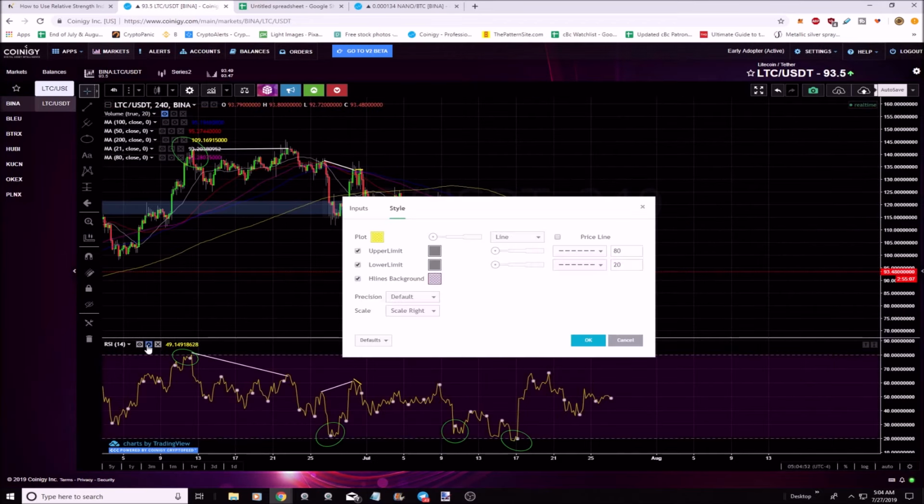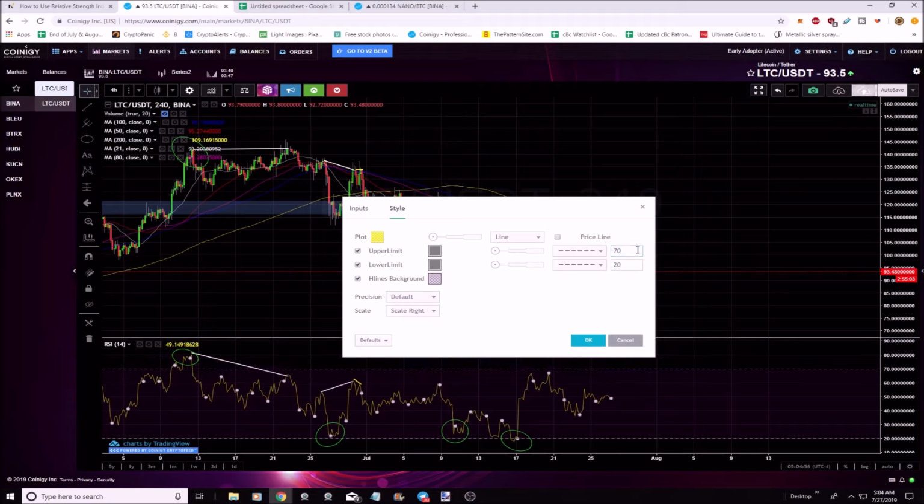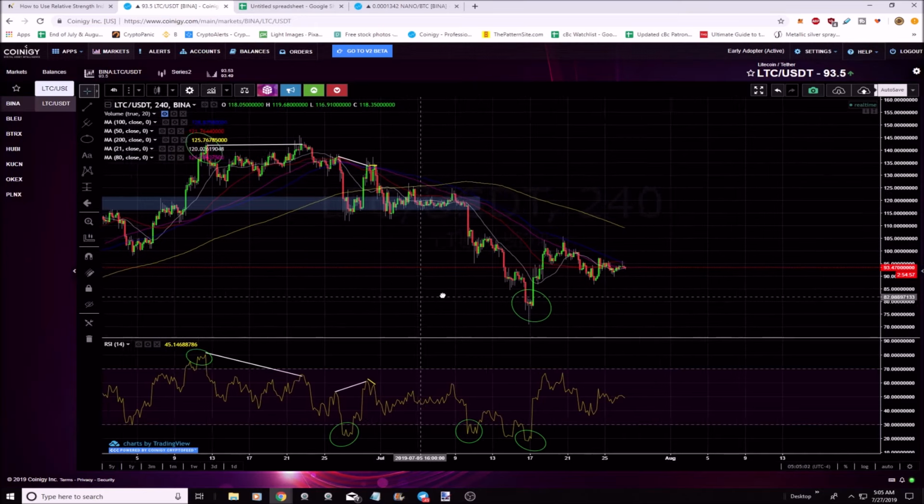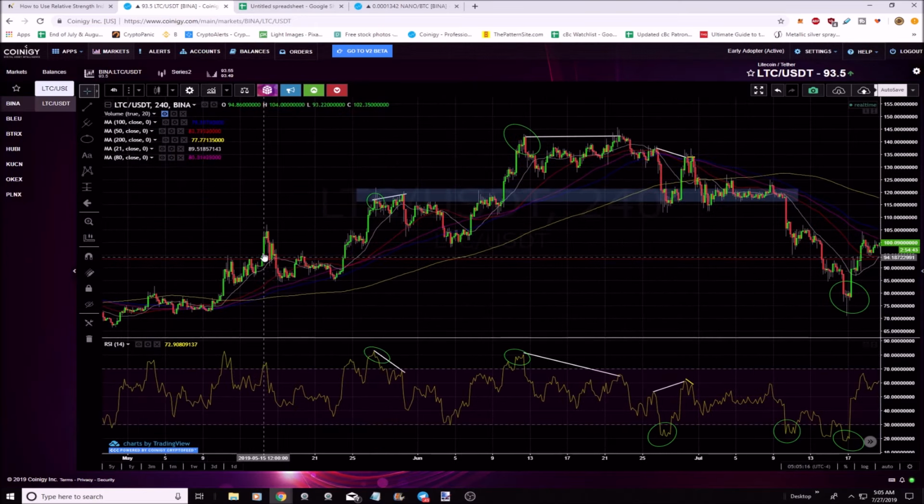If you have your settings, you go in here, if you want to have them on 70 and 30, you'll just get more signals. And if that's how you want it, that works too. Overbought, and you get retraces right after all these overboughts.